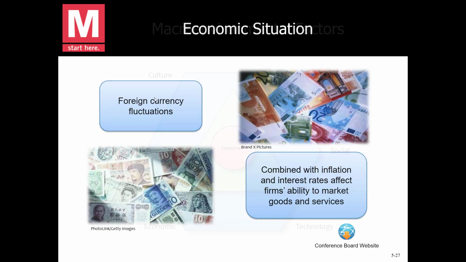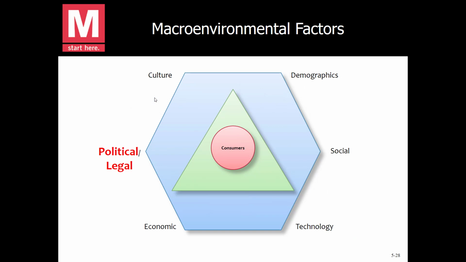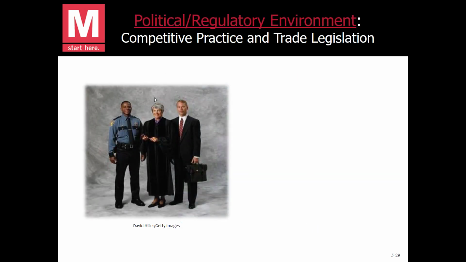And finally, you have the political and the legal environment. The political and regulatory environment comprises the various political parties, government organizations, and legislations and laws. And organizations must fully understand and comply with these different legislations. Let's look at four very important legislations in the history of the United States.